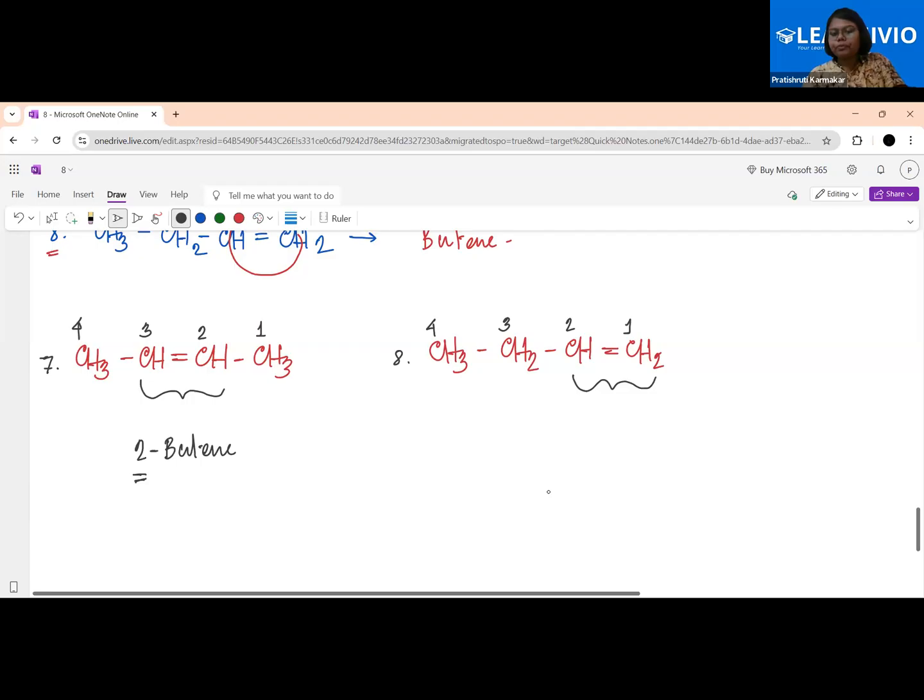So what is the name for this one? If it's 2-butene, what will be the name for this one? 2-butene only, because 2 is greater than 1. No, we have to take the lower number. See, in the first one, the double bond was between 2 and 3, so we took 2. Here the double bond is between 1 and 2, so we will say 1-butene.